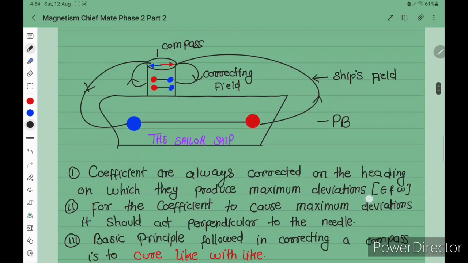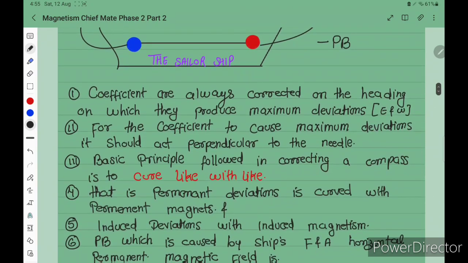Okay, the coefficients are always corrected on the heading on which they produce maximum deviation, east and west. So on which heading do we correct the coefficient? Where PB and minus PB cause maximum deviation, on easterly and westerly headings. So coefficients are always corrected on the headings on which they produce maximum deviation. In the case of PB and minus PB, these are easterly and westerly headings.